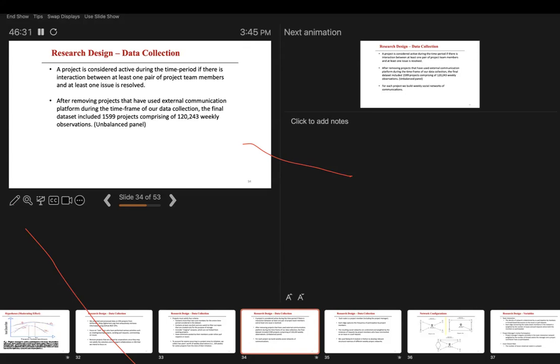I get that general idea of putting on some filters to pick meaningful projects.